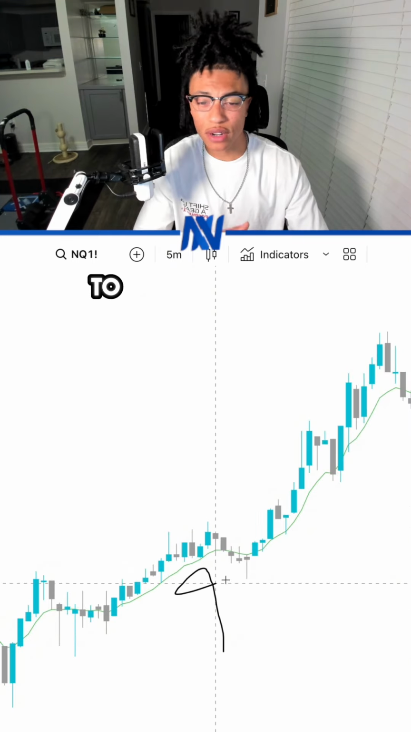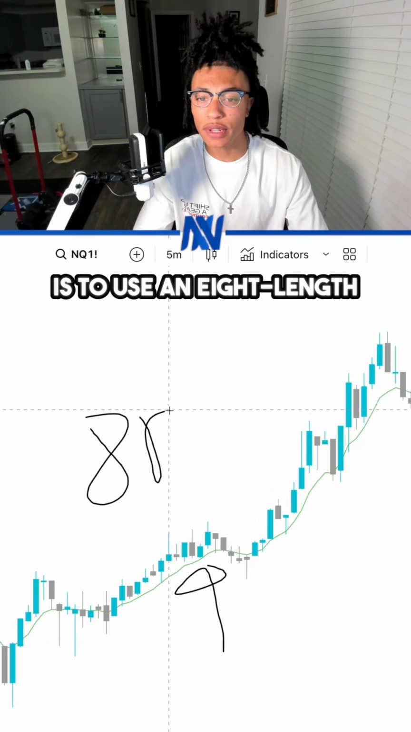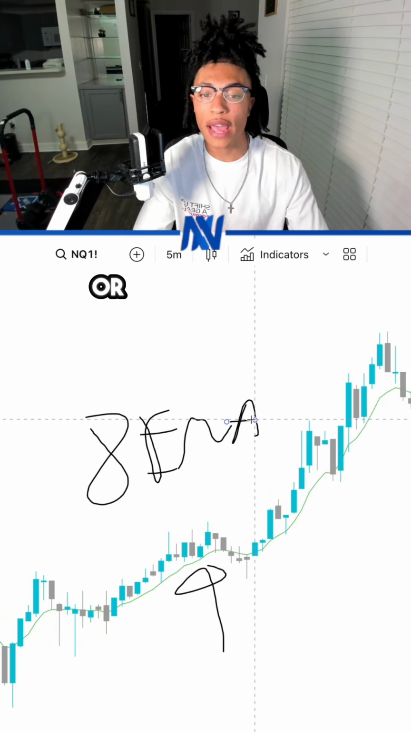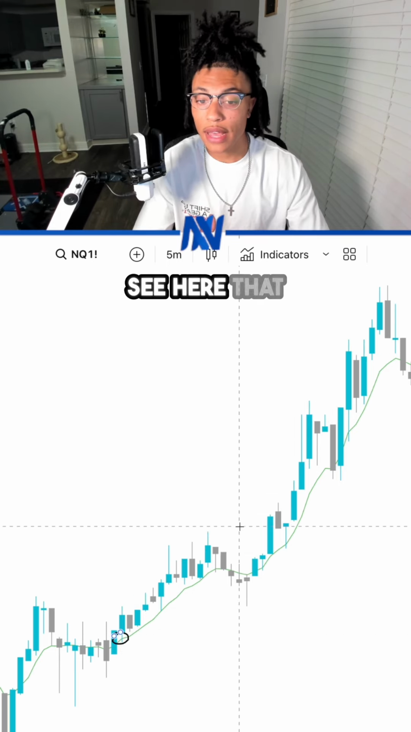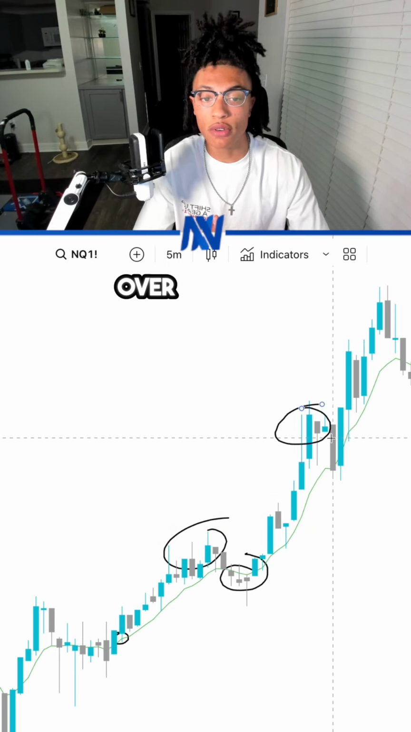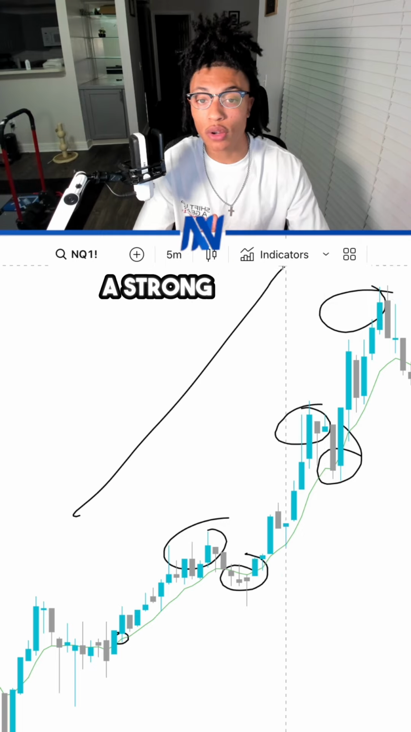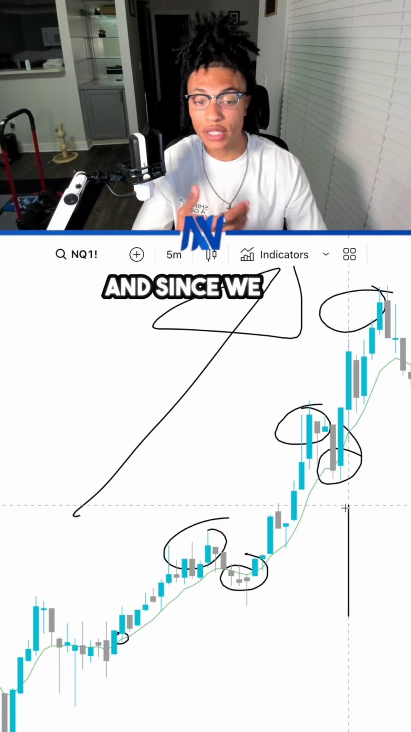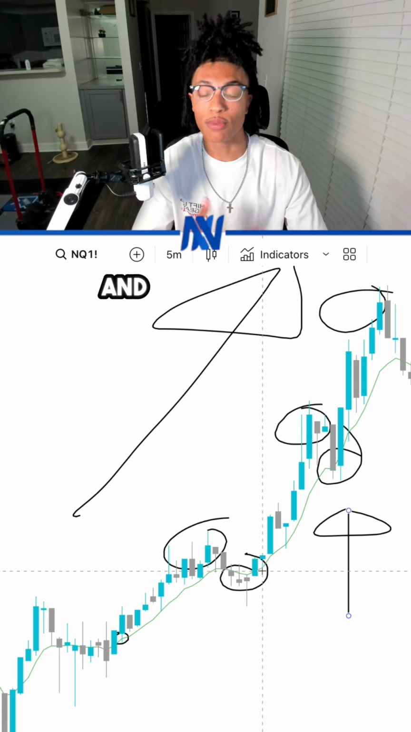Now, the easiest way to confirm a trend in the market is to use an 8-length exponential moving average, or 8 EMA for short. We can clearly see here that higher highs and higher lows are being formed over this 8 EMA, which signals a strong respect going to the upside. And since we see this, we will look for bullish entries and ride the wave of the trend.